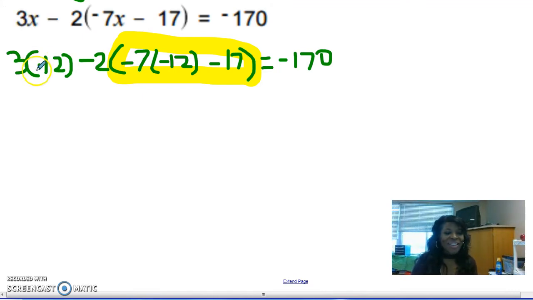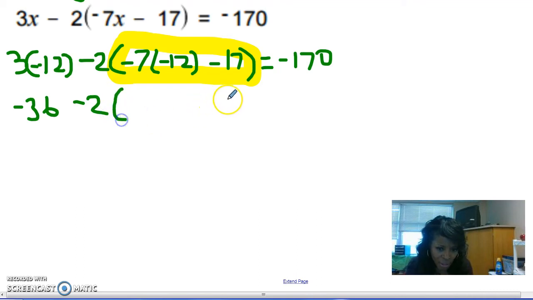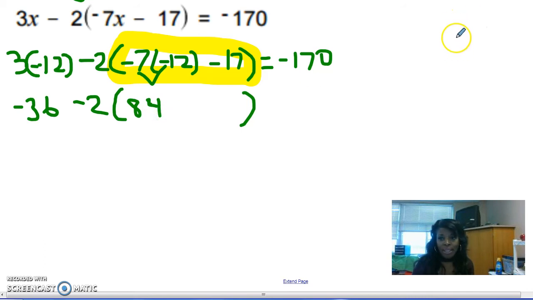Okay. All right. So 3 negative 12s is a negative 36. All right. And then I'm going to bring down this negative 2. And I'm going to perform the operation in parentheses. And I'm going to sit back and I'm going to say, what do I do first? All right. I got multiplication and subtraction. I multiply first. That's what I do. Okay. Negative 7 times 12 is positive 84. And you are welcome to perform those calculations on the side.